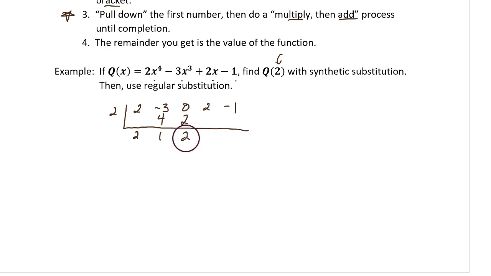Now what do you do? What do you do with this number and this number out front? You multiply them and write the result under the next number. What do you do with these two numbers? You add them. Now what? 6 multiplied to 2 makes 12. Now what? You add these numbers together, creating 11. The very last number that you get underneath the bracket is called the remainder.